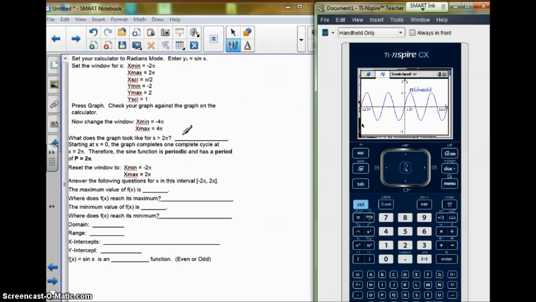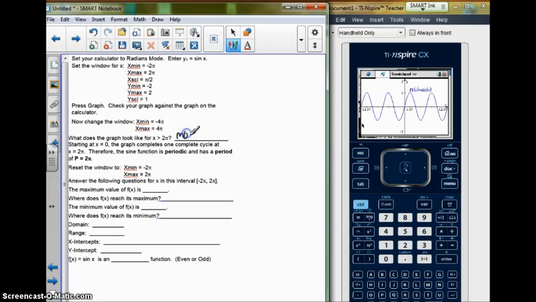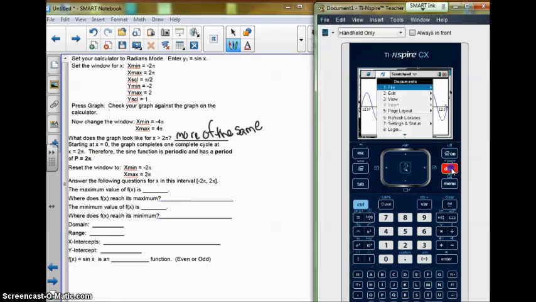So what does the graph look like when x is greater than 2 pi? It's just more of the same. Okay, so since when we start at 0, the graph completes one cycle at 2 pi. We're saying from here at the origin, it comes around, and then here's 2 pi, that's one cycle. So since it completes one cycle at that point, we say our P, or our period, is 2 pi.